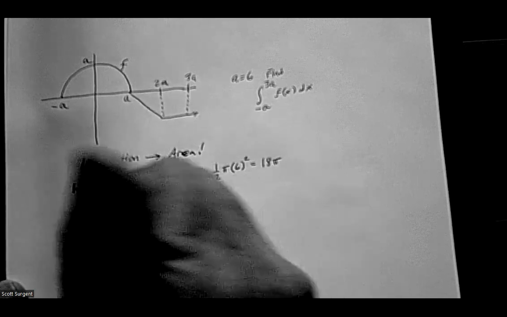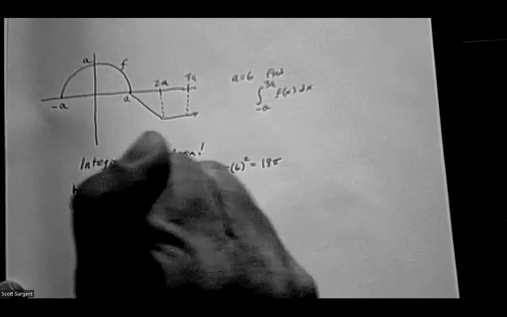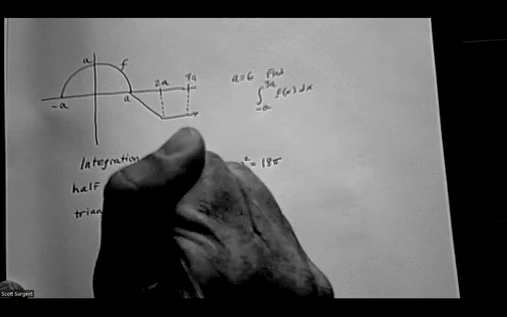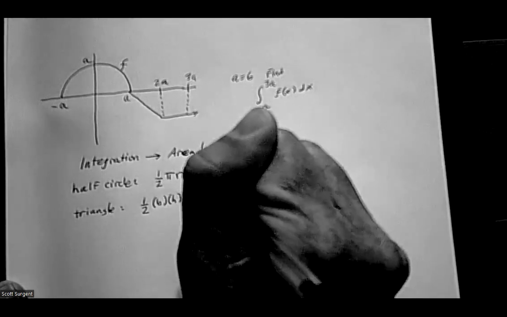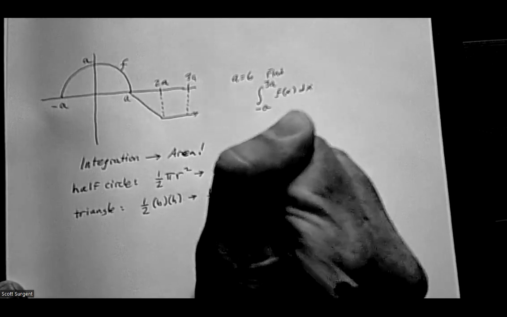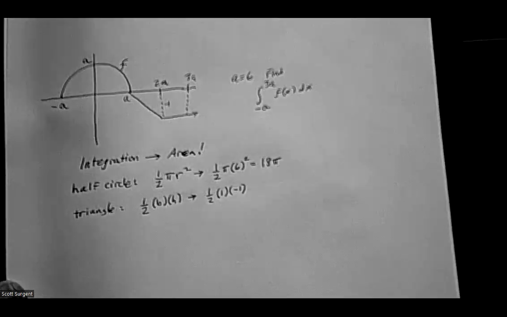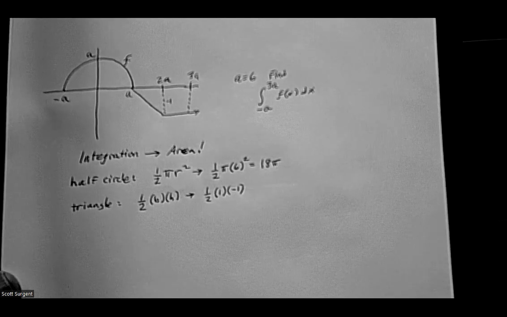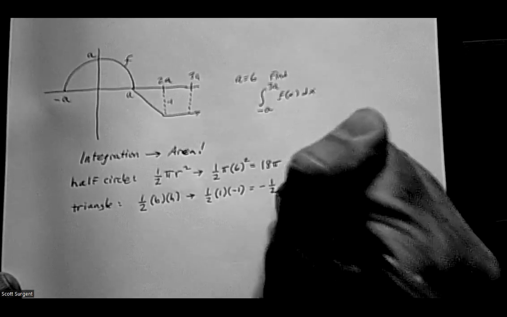Down here we have a triangle. The area formula of a triangle is 1/2 base times height. So the base is 1. The height, be careful here, is -1, because I'm going down below the x-axis. So the area is actually going to be -1/2.